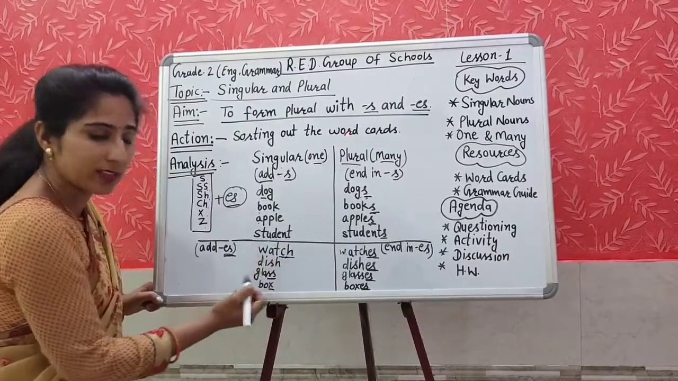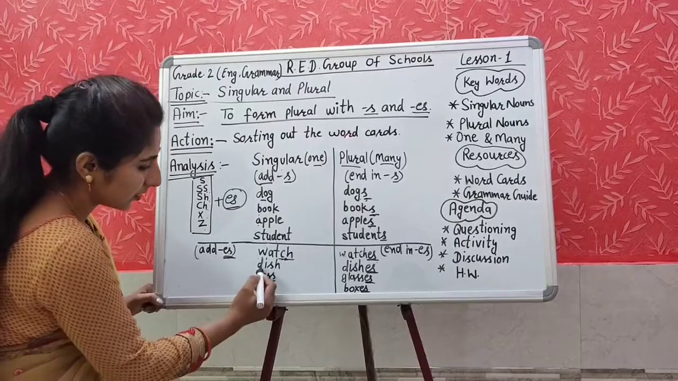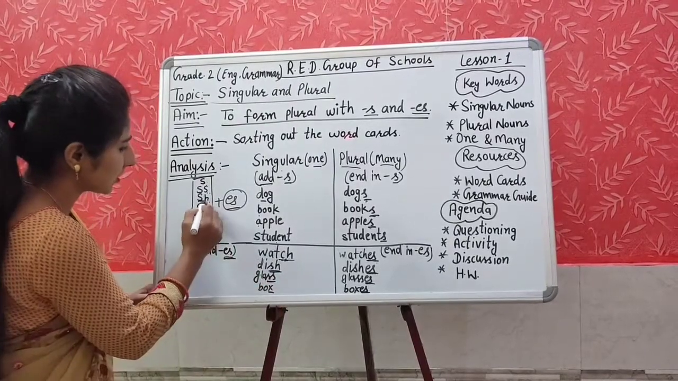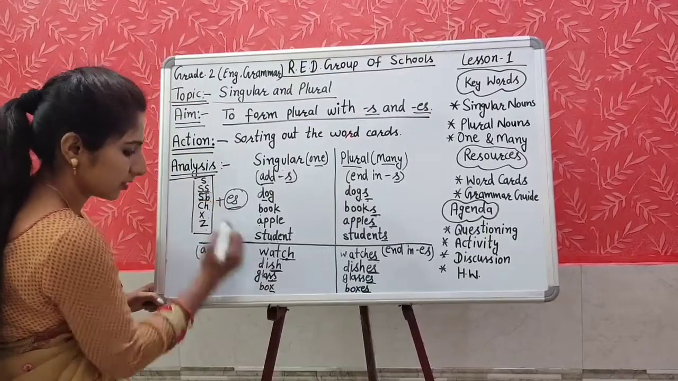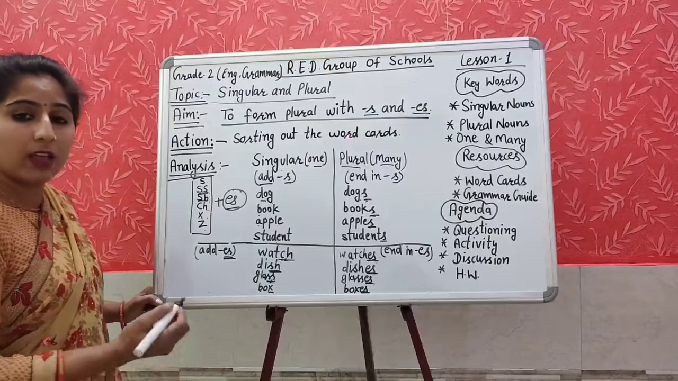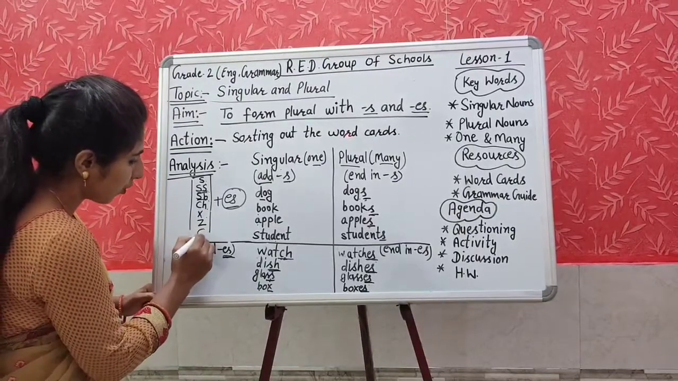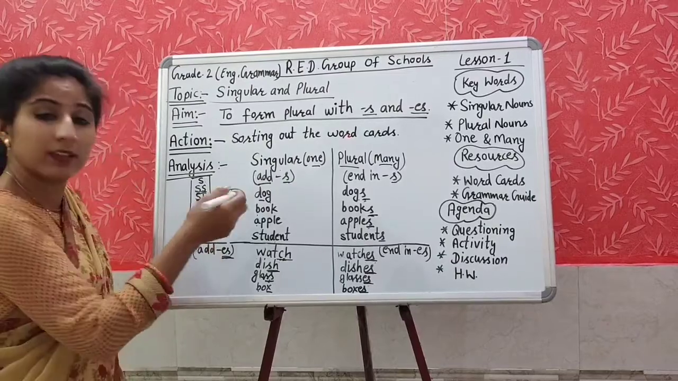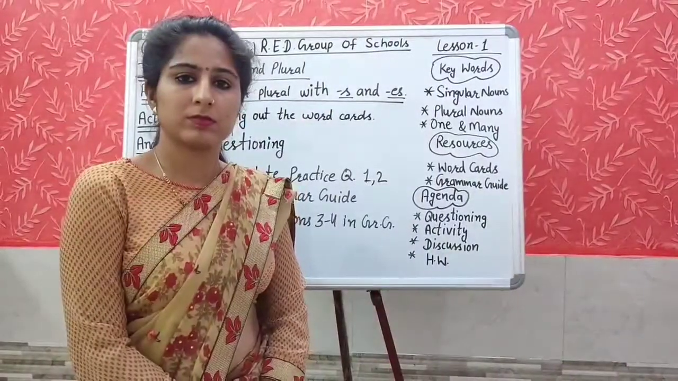Watch, the ending is ch. Here we have added es. Dish, sh is given here. Dishes, glass, double s. Glasses, box, boxes. And if o is given, one more letter is there. If o is given, then also we are adding es, or we can add s.